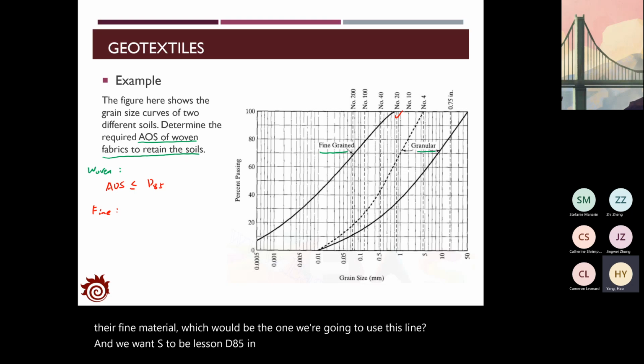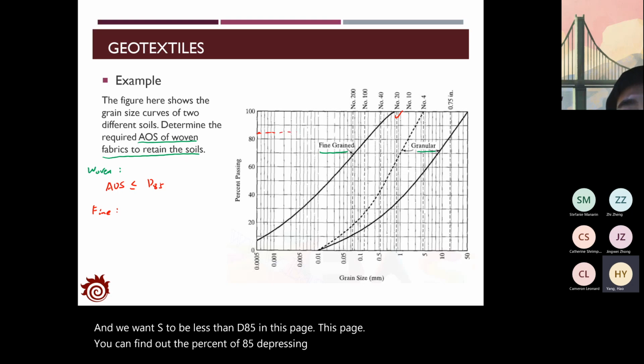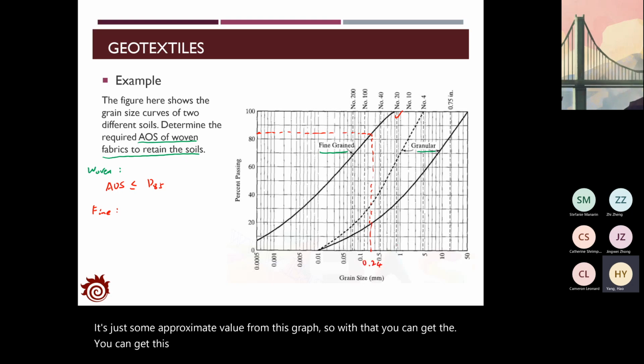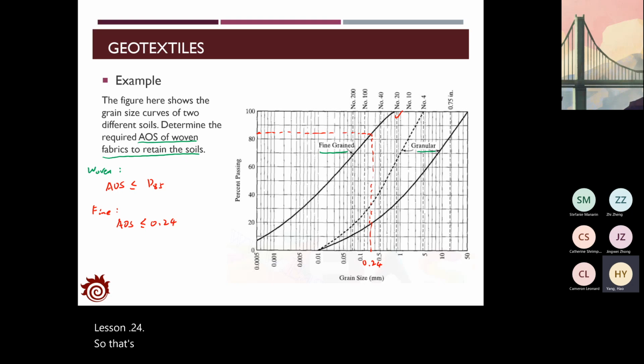On this page, you can find the 85% passing as just some approximate value from this graph. So with that, you can get this value as approximately 0.24. So we have AOS less than 0.24. So that's for the fine particles. And then let's go to see the second one for the granular materials.